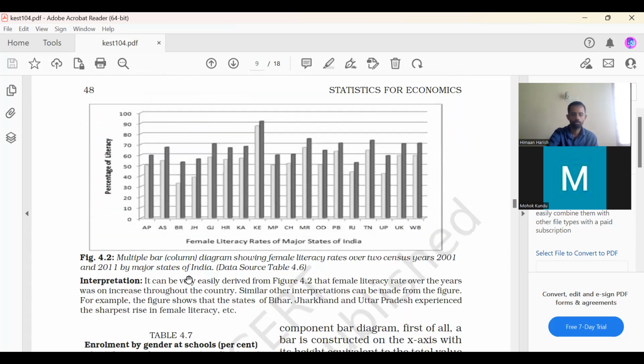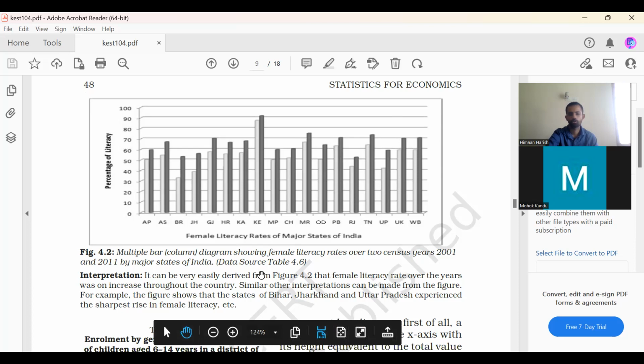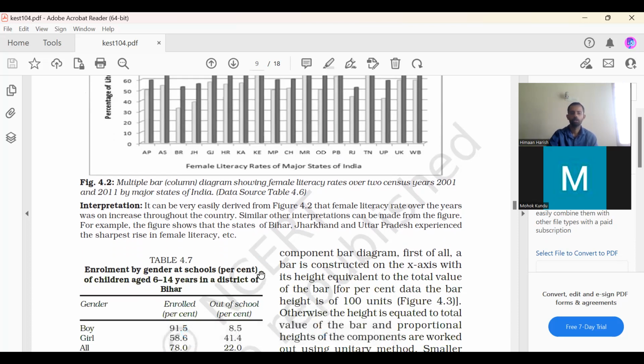According to the female literacy rate of major states of India, represented in figure 4.2, there are multiple bar diagrams showing female literacy rates over two census years, 2001 and 2011. The data source is table 4.6, the table above, which we went through at a glance. In the interpretation of figure 4.2, it can be very easily derived that the female literacy rate increased over the years throughout the country. Similar other interpretations can be made from the figure.